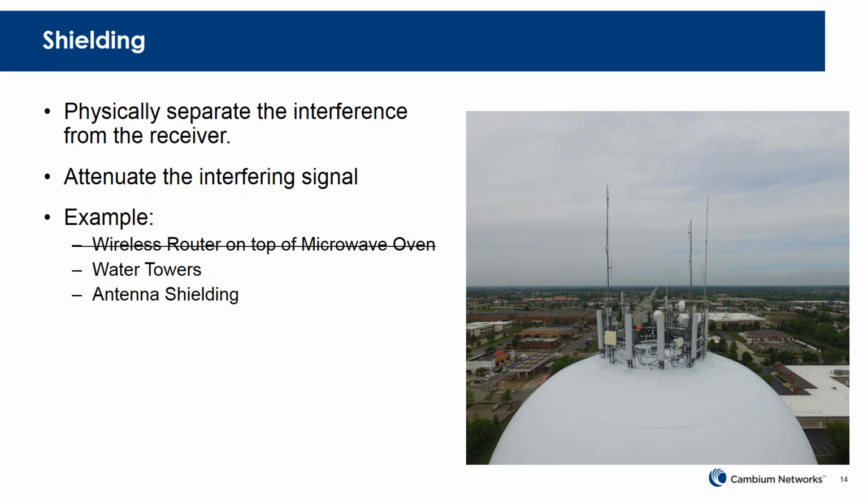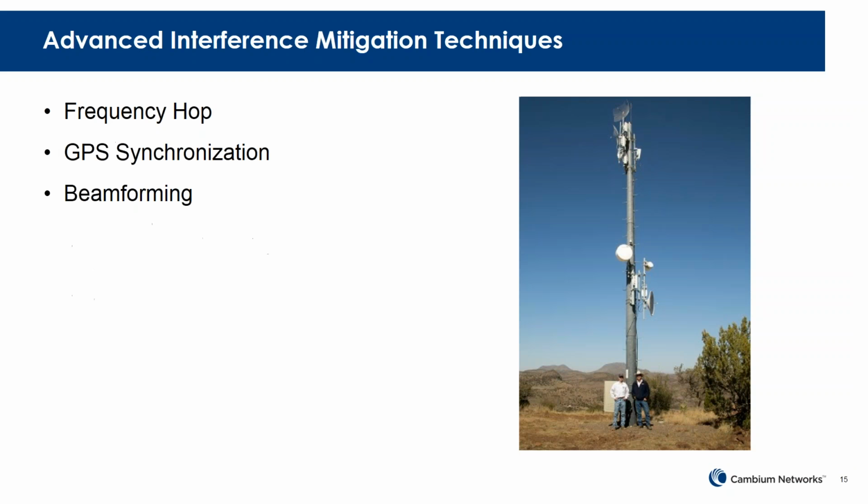And then the last example is, a lot of times if you go out and you purchase a directional antenna, you'll find a metal plate on the back of it that's shielding to make sure no energy is coming in from the back side of that antenna, that it is blocked. And that's another example of shielding. So that's the basic techniques.